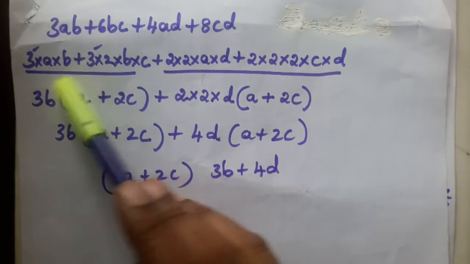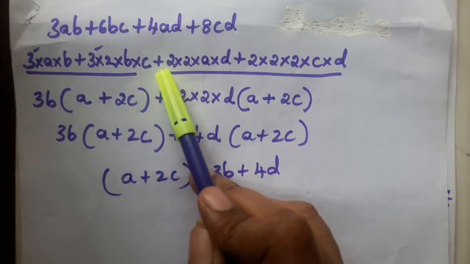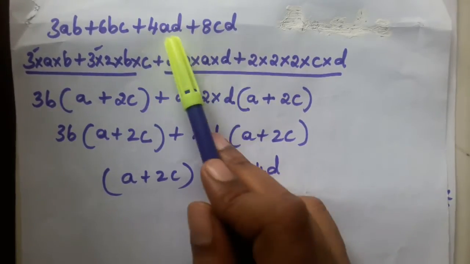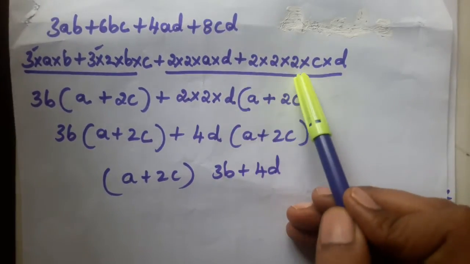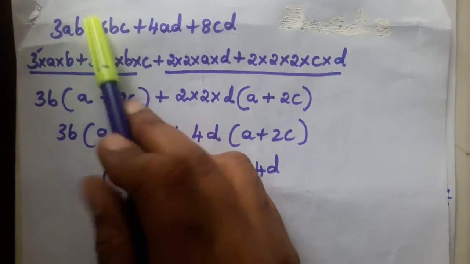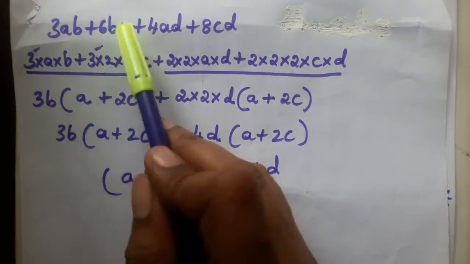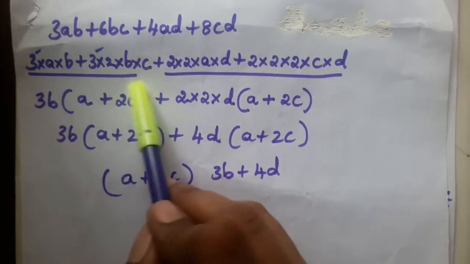This I am writing for your knowledge. 3 into 2 into b into c plus 2 into 2 into a into d plus 2, 8 can be written as 2 into 2 into 2 into c into d. Right? Now this term only we have expanded here and written. This term only we have written. So in these two we are going to group now.